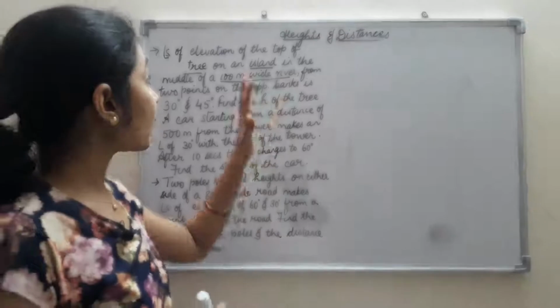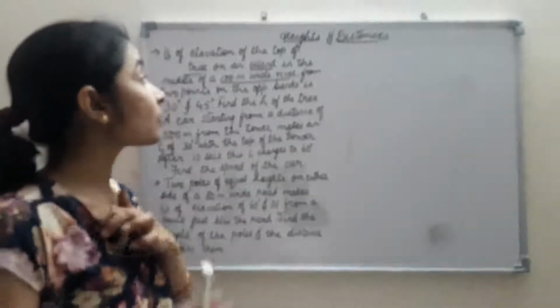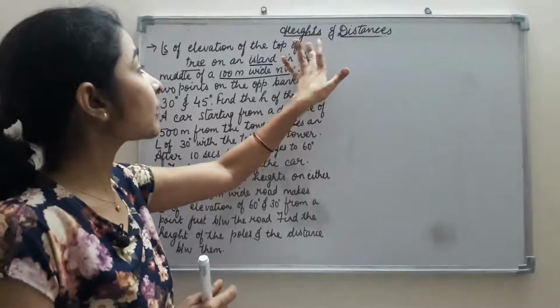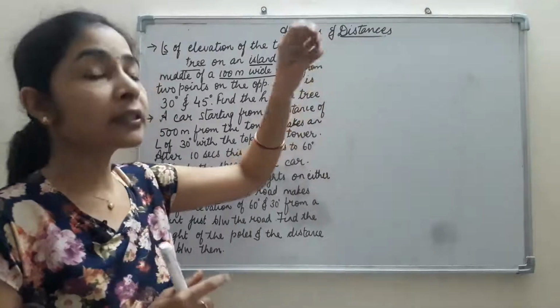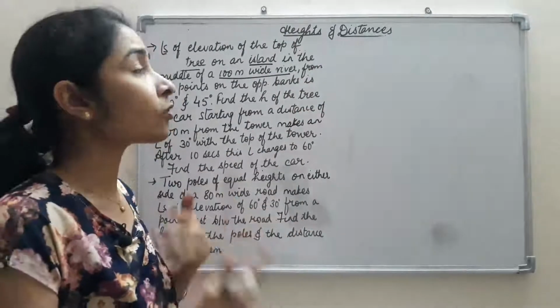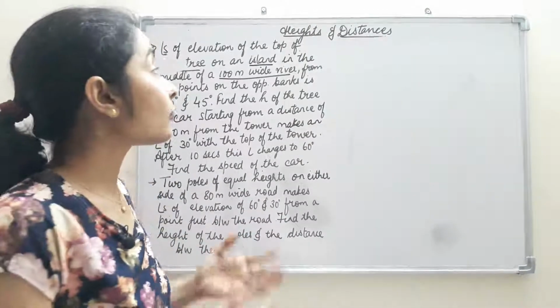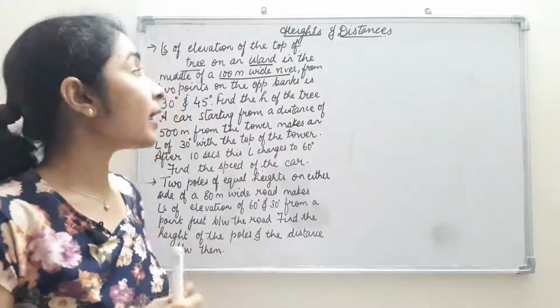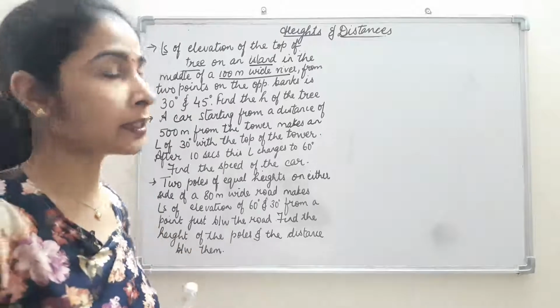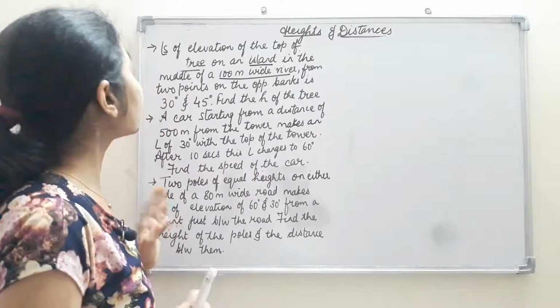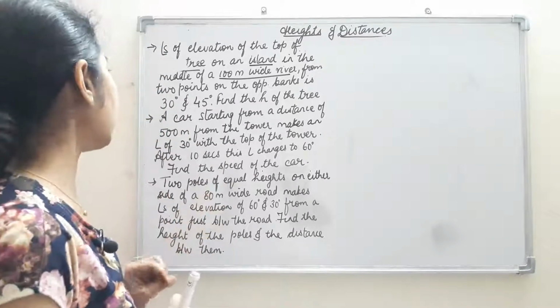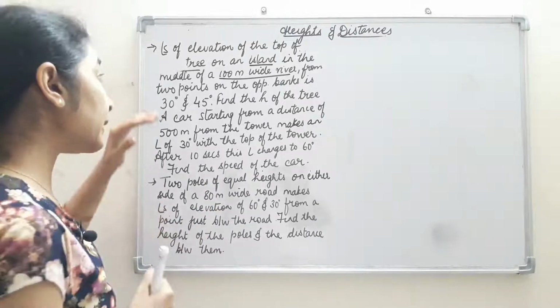Hello guys, here we are with the topic heights and distances. In the first video of heights and distances, I had already explained the concept of heights and distances, how we are supposed to use the ratios for finding out the heights and distances, and a few simple problems related to it. Now we are here with some complicated problems related to it. Now, let us see the first one.